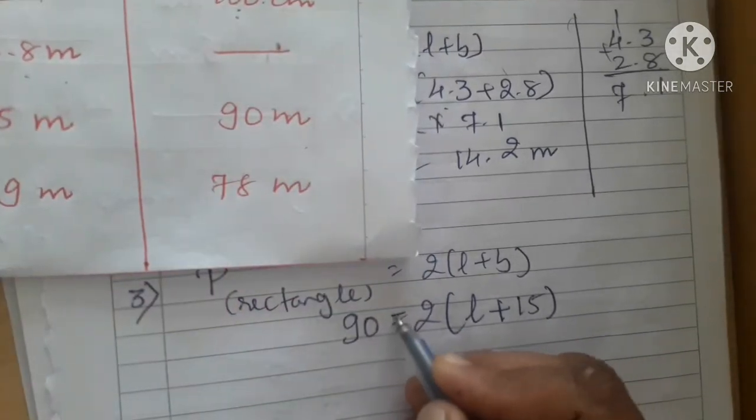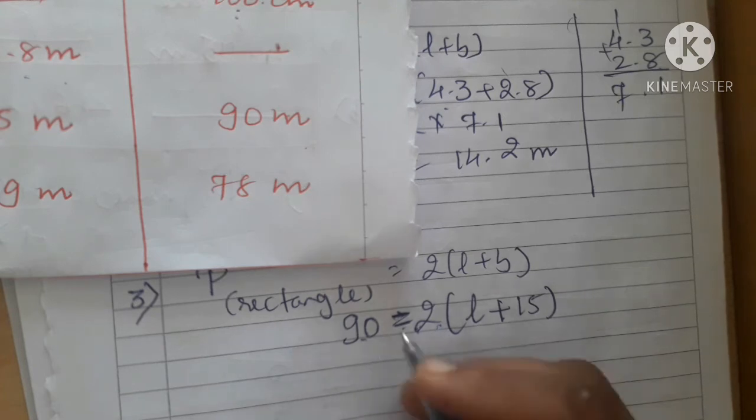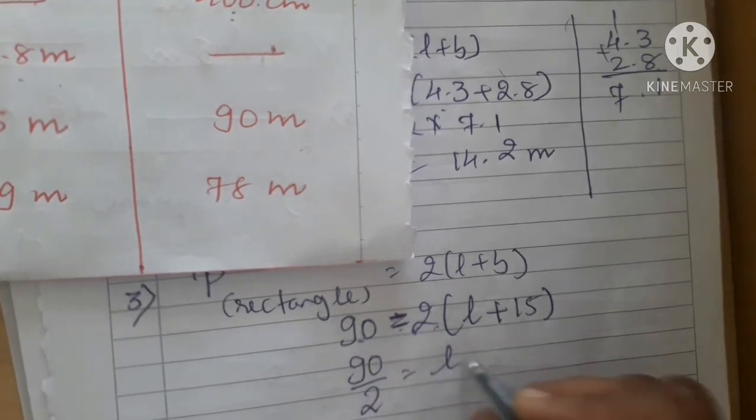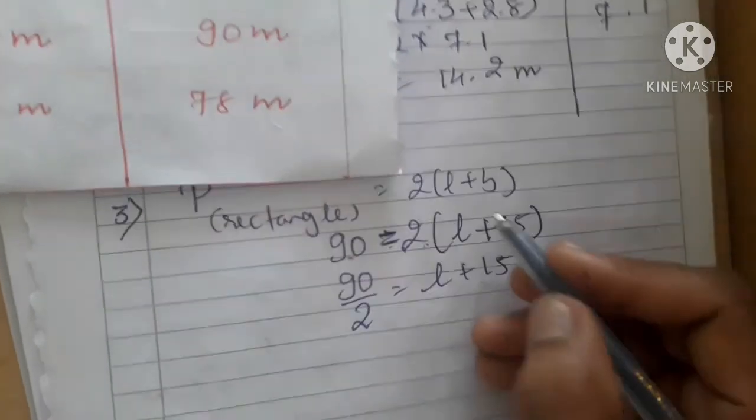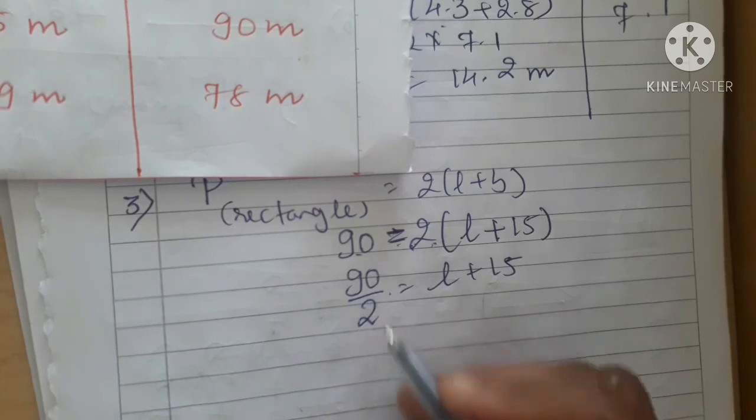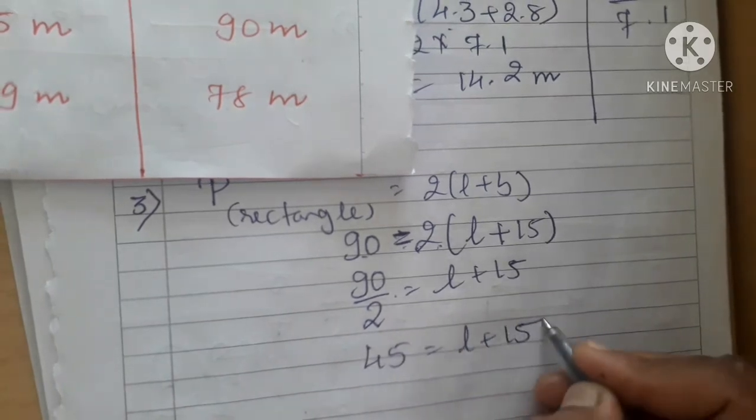Now again you can see these numbers are on the opposite side of equal to. So this 2 I want to bring it here. So I will do 90 divided by 2. This is equal to L plus 15. 2 already you have taken out here. So here you are left out with 45. 45 is L plus 15.